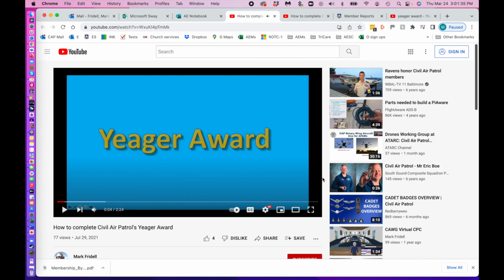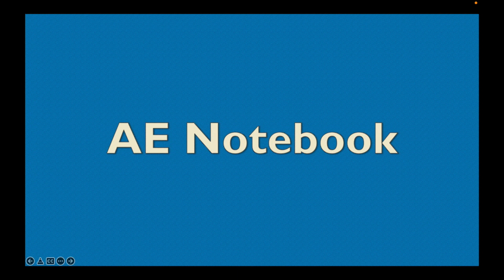I won't go into any more details on how to use Sway. If you're interested in using it, you can find a lot of information by looking at YouTube or just playing around with it. As I mentioned earlier, the AE Notebook is required for the specialty track. You should have one at your squadron, and it's a useful tool. But how you develop it on what platform is up to you. If you have an AE Notebook that maybe was developed on some other type of platform or something that you're particularly proud of, we'd love to see it so that we can include it in our examples of AE Notebooks.